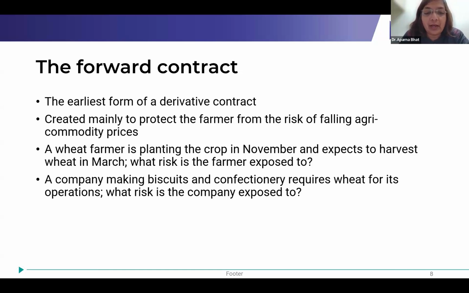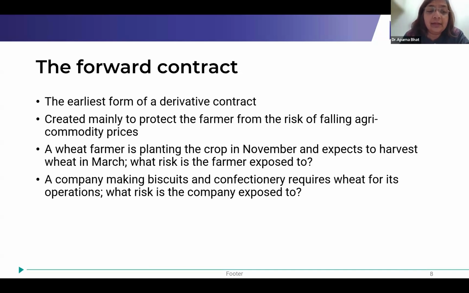Well, there is a lot of risk, climate risk and all that, but the main risk is of the price. So let's say today the price of wheat is 22 rupees a kilo, and he's worried that what if there is a bumper crop of wheat this year? If there is a bumper crop, obviously the price will go down because of demand and supply. If supply is very high, the price is pushed down. So he is worried, what if wheat price falls to 18 or 19 in March? Then the farmer will not be able to recover his whole cost. So that is the risk he is exposed to.